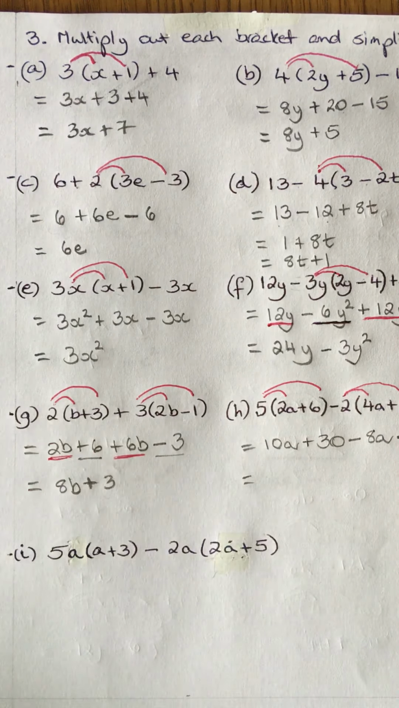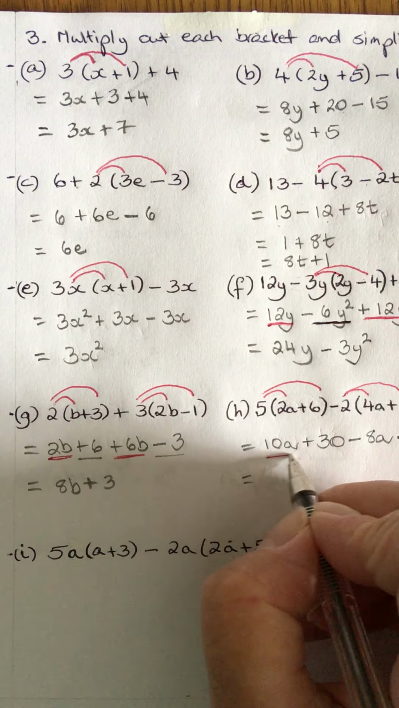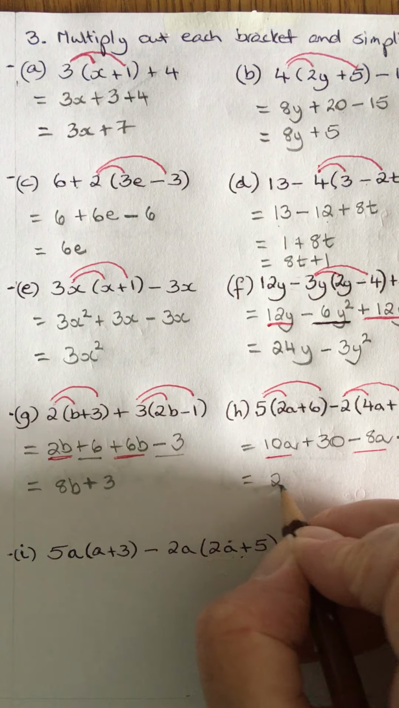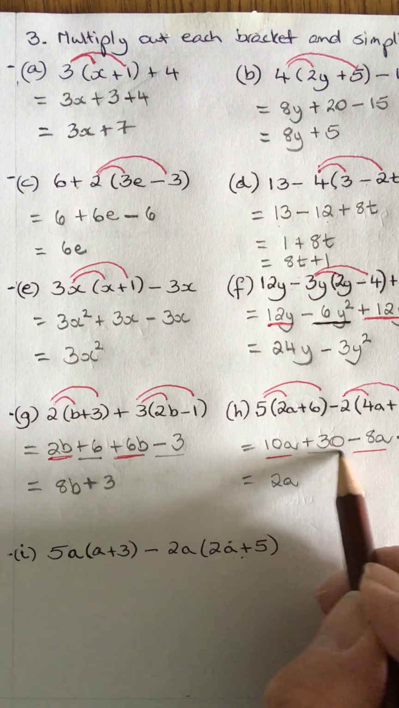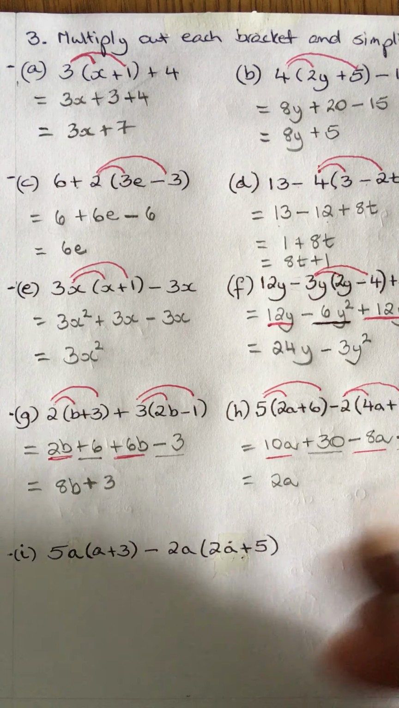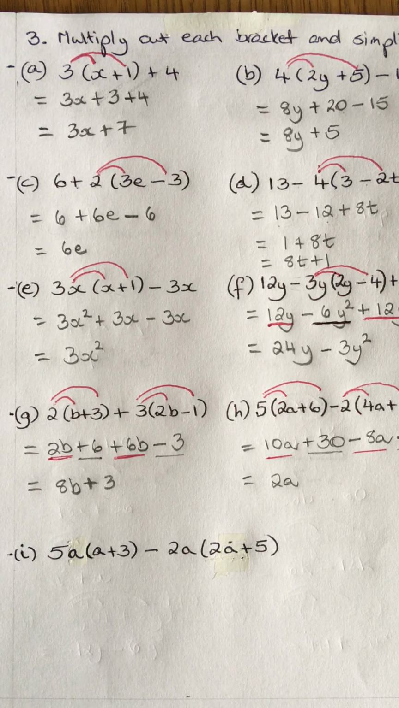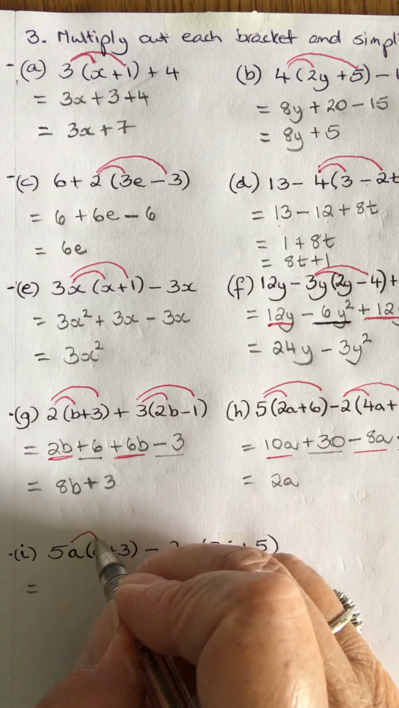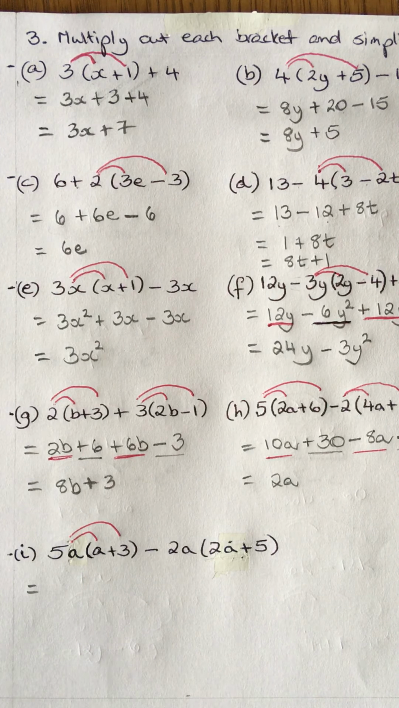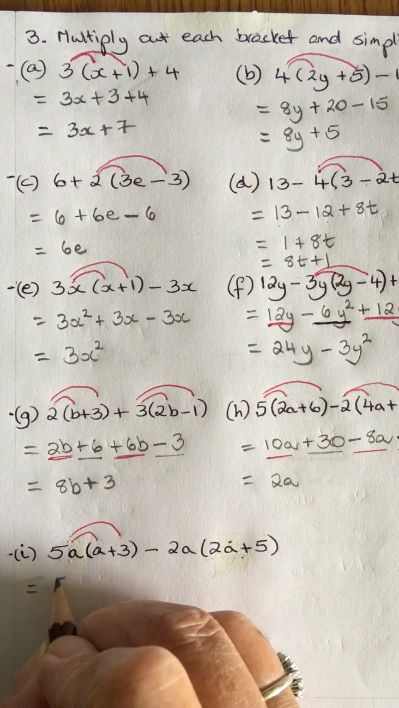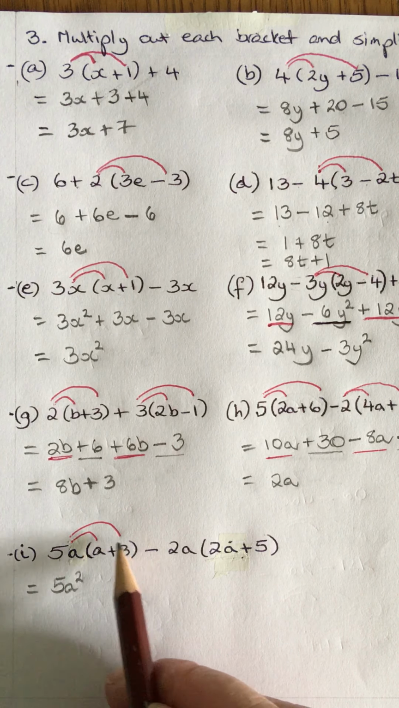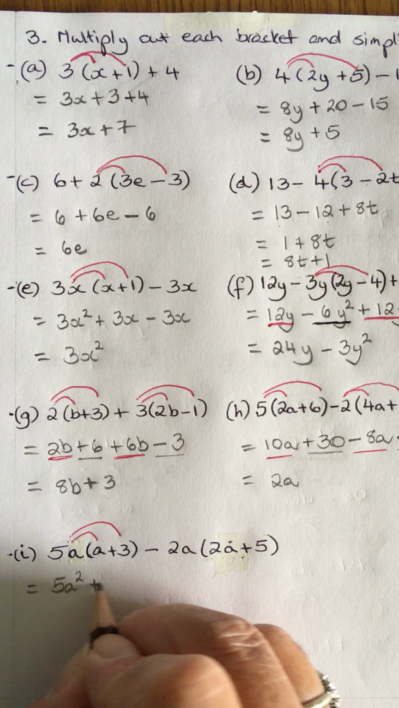Okay, and then you can tidy it up. We've got 10a minus 8a, which leaves 2a. And then we've got a positive 30, take away 30, which is 0. So it's just 2a. Right, and the last one in this question. So we'll multiply that bracket out first. 5a times a is 5a squared. 5a times 3 is plus 15.